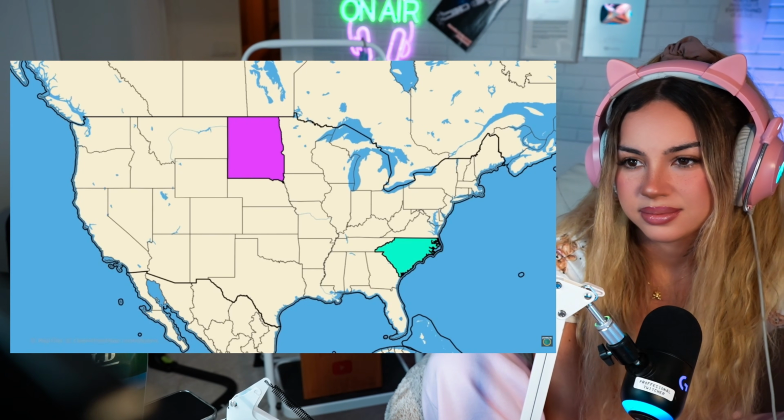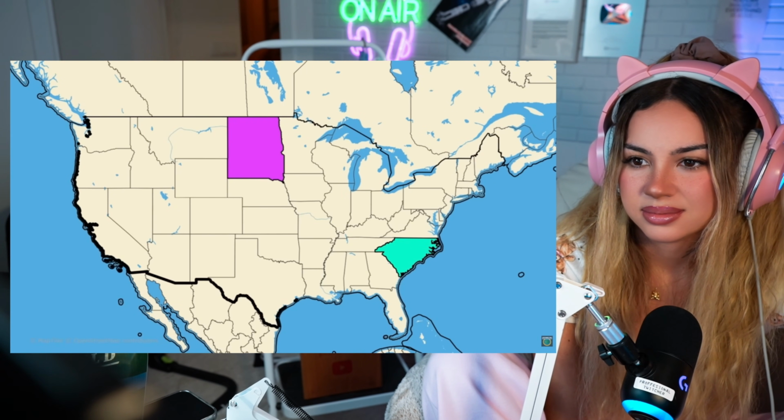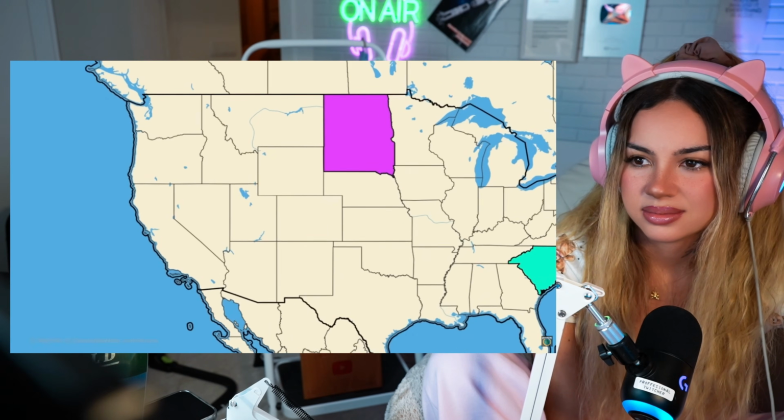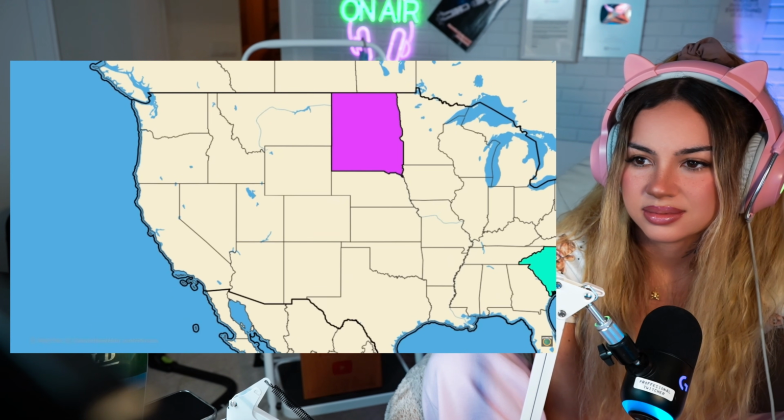The United States has some wacky borders, mostly in the western half of the country. So we're going to chop all of these states up and break them apart.